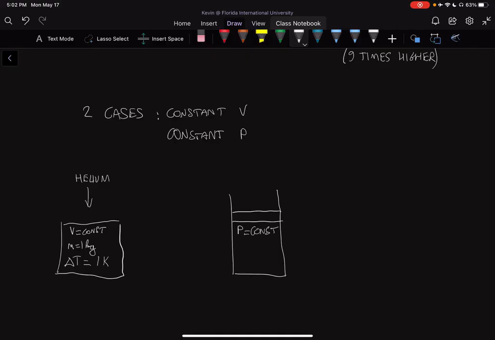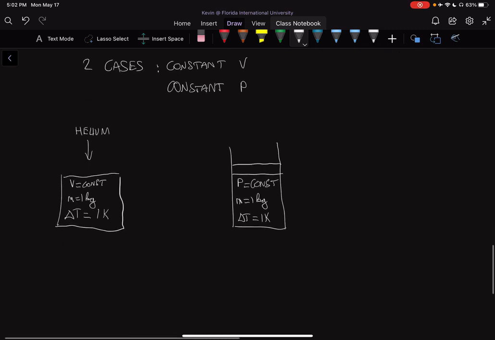If we start heating it up by 1 degree, our piston is going to move. If we increase by 1 Kelvin on the left side in our constant volume box, the pressure is going to increase, but the volume is fixed. The mass is equal to 1 kilogram as well, and the delta temperature is equal to 1 Kelvin as well. This is the experiment that they developed for constant volume, and this is the experiment that they developed for constant pressure.